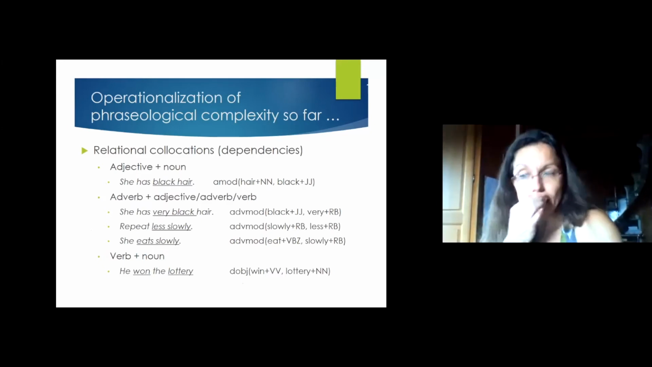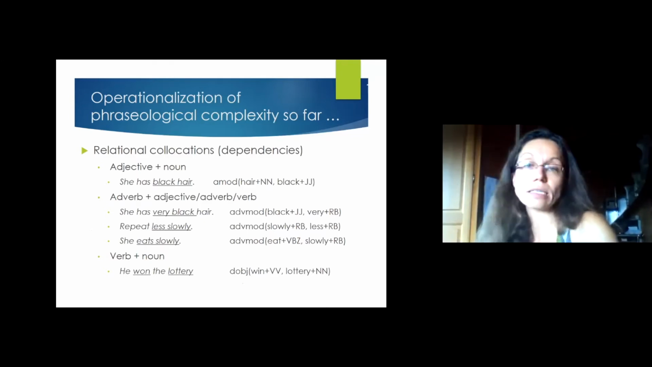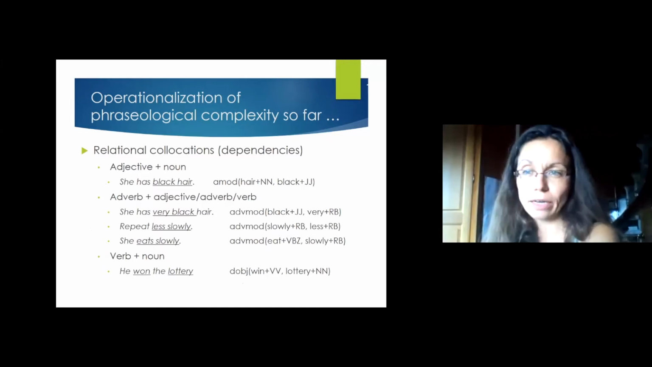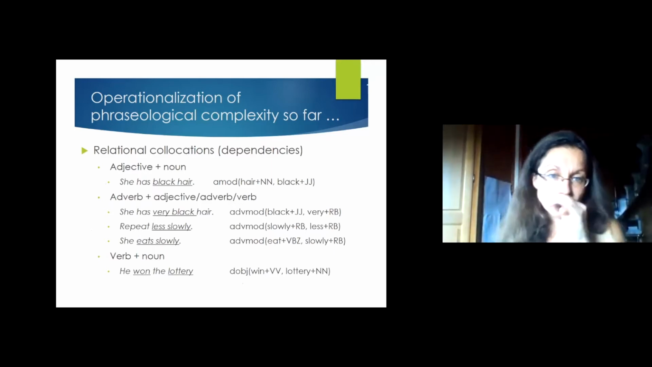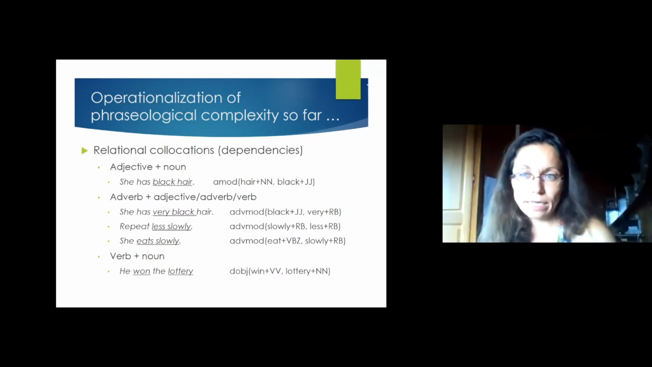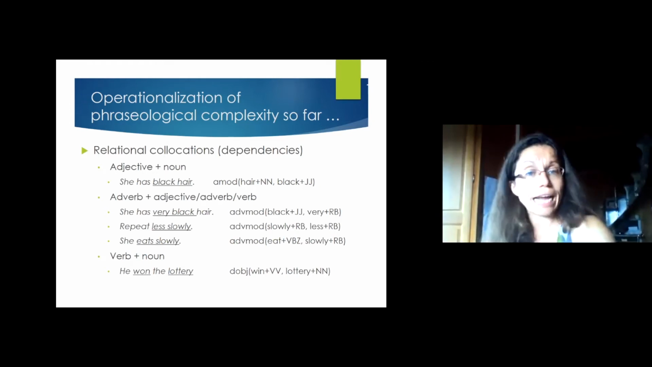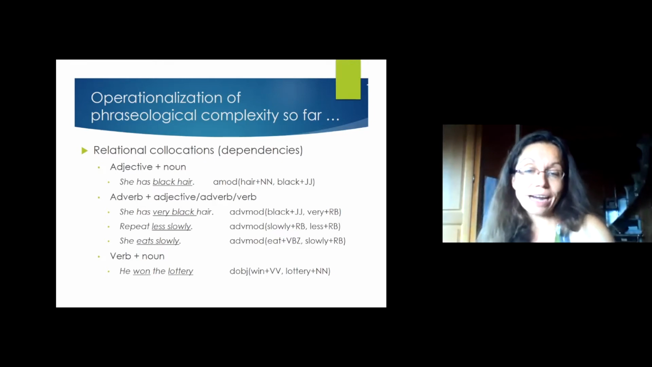I've also only focused on relational collocations so far to operationalize phraseological complexity. And by relational collocations, I mean collocations in specific grammatical structures, such as adjective modifiers, so an adjective plus a noun, or an adverbial modifier pattern. On this slide you have three examples of adverbial modifiers, either in the form of an adverb modifying an adjective, an adverb modifying an adverb, or an adverb modifying a verb.